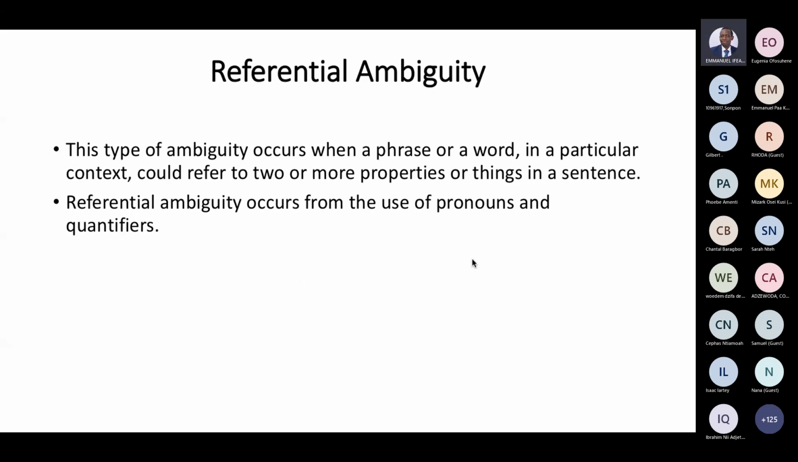Referential ambiguity. This kind of ambiguity occurs when a phrase or word in a particular context could refer to two or more properties of things in a sentence. So referential ambiguity occurs from the use of pronouns and quantifiers. Referential comes from the word reference. It's an ambiguity that arises from using pronouns and quantifiers, but most usually pronouns.